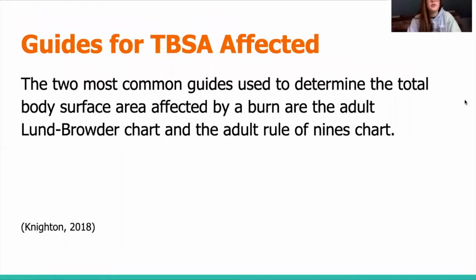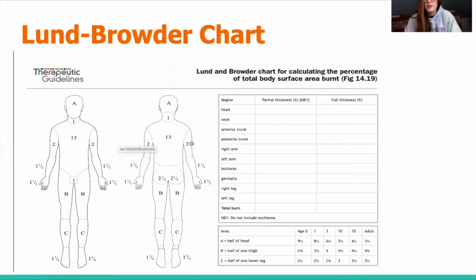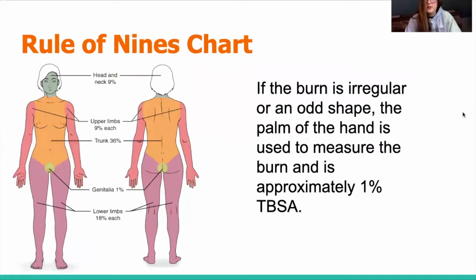And the two most common guides used to determine the total body surface area are known as the adult Lund-Browder chart and the adult rule of nines chart. The Lund-Browder chart is more accurate because it takes into consideration the patient's age in proportion to relative body area and size. The rule of nines is easier to remember, so it is used in the initial assessment of an adult's burn injury. These charts measure the percent of the body that has a burn present.